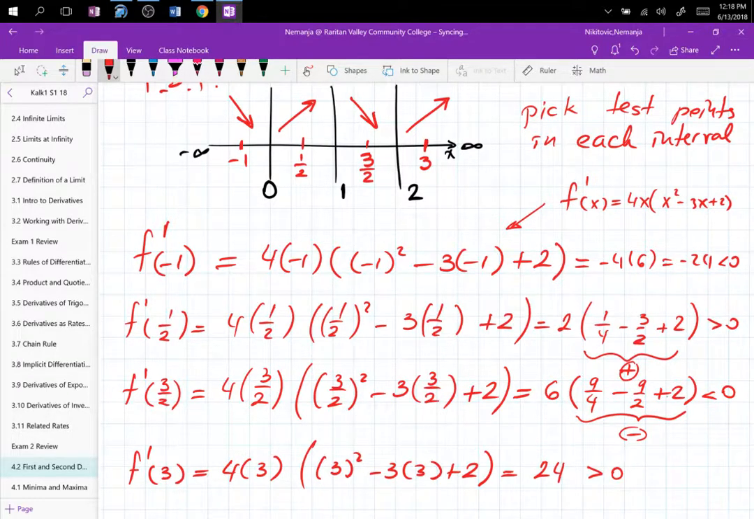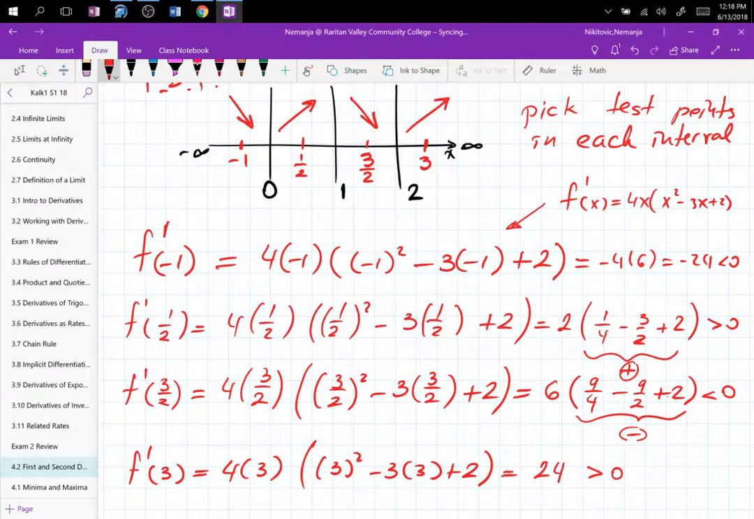And then it's important to know that we are computing those test points in the first derivative. Please say it to yourself loudly. First derivative test. You're plugging stuff into the first derivative, right?